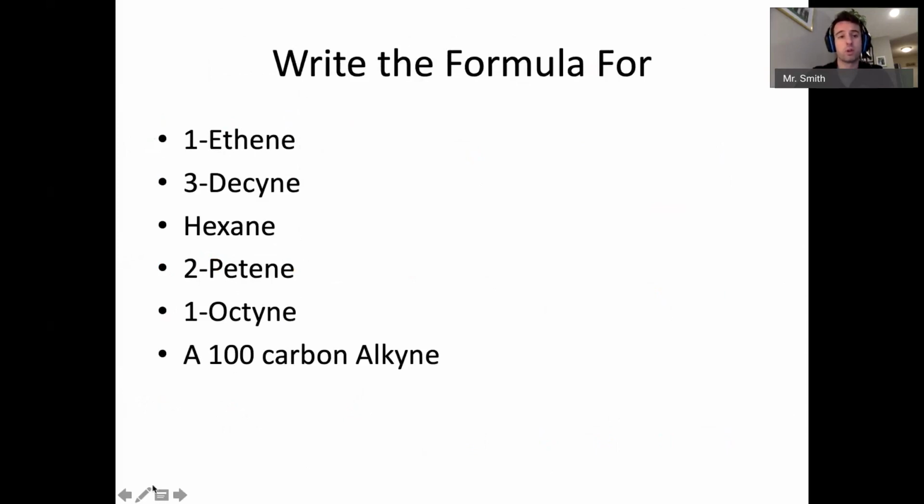So for example, this first one, eth means that it's 2 carbons, so I would say C2. And then ene means that it's a double bond. So we would just have 4 hydrogens in this case. So it's C2H4, for example.